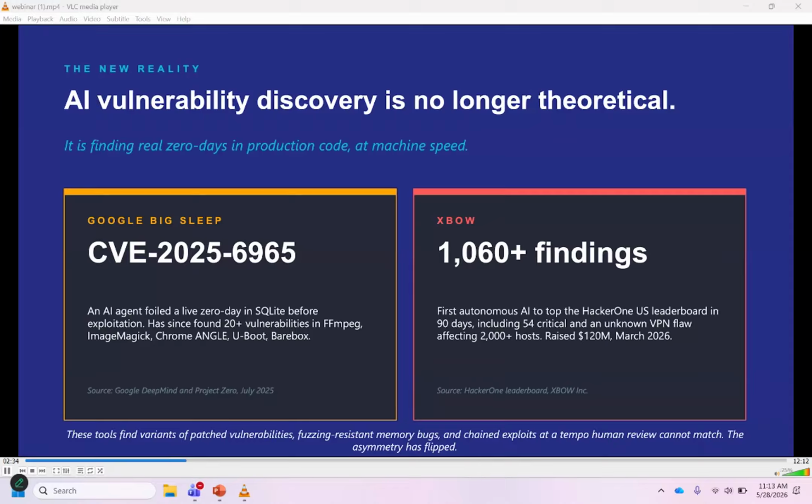The pattern is clear. These tools find variants of patched vulnerabilities, fuzzing-resistant memory bugs, and chained exploits at a tempo that human review simply cannot match. The asymmetry has flipped. Attackers used to need to find one bug to win, while defenders had to fix all of them. Now attackers have help finding many bugs faster than your patch cycle can ship a fix. That is the new reality, and the fair risk model needs to reflect it. Next, we will look at the fair risk model.